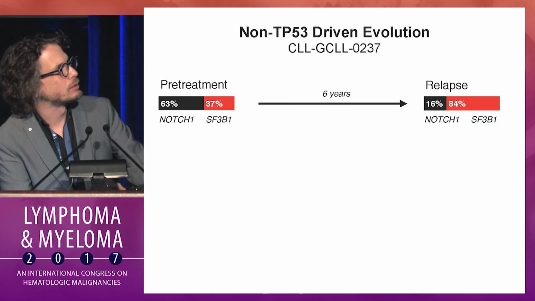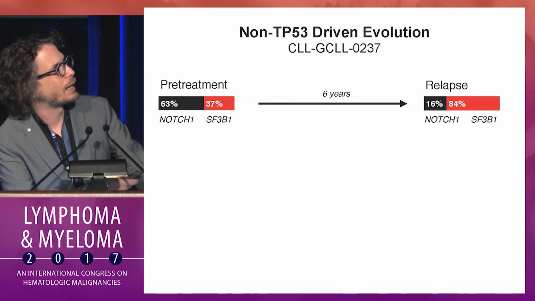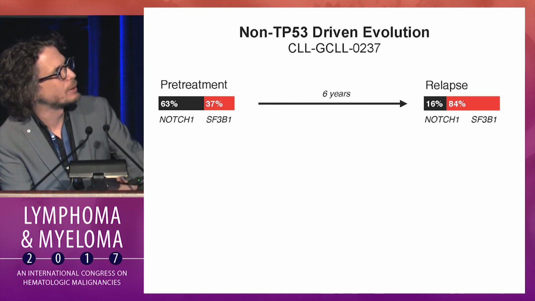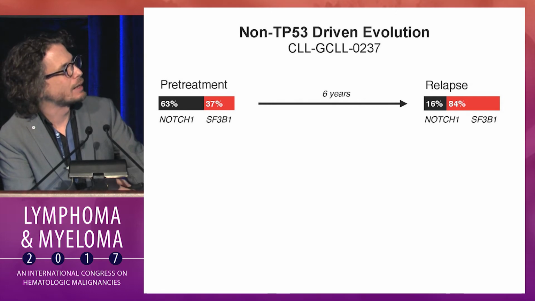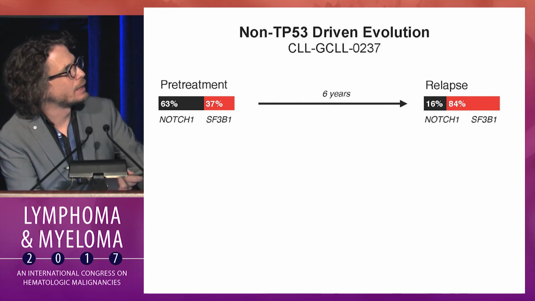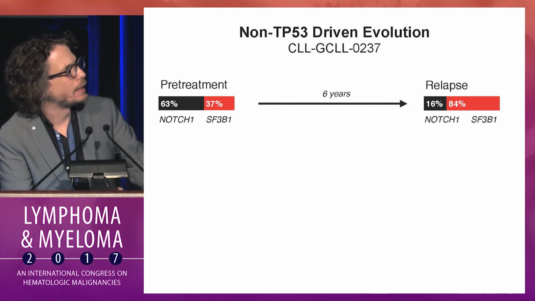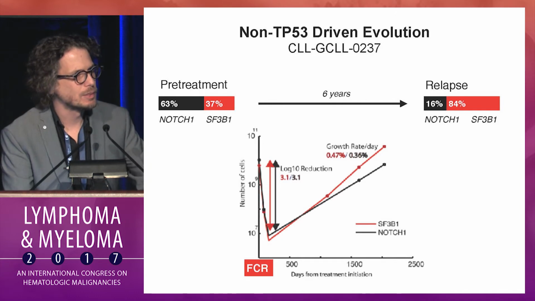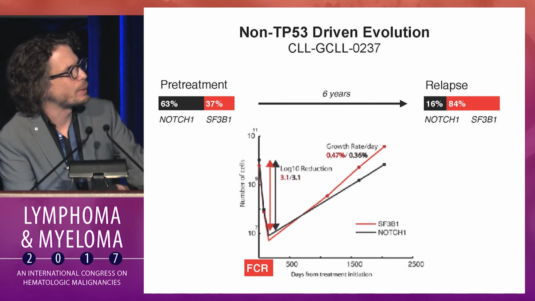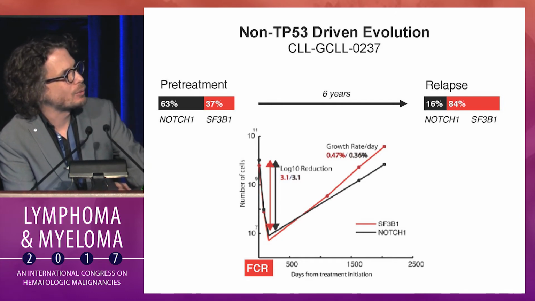So this is the panel, the results we had previously. We had pre-treatment and relapse separated by 6 years. We had a small subclone, SF3B1, that expanded in size over time. And now we ask the question, why did this clone win compared to that clone? And now with this deep sequencing tiling that time span, we can answer these questions quantitatively.